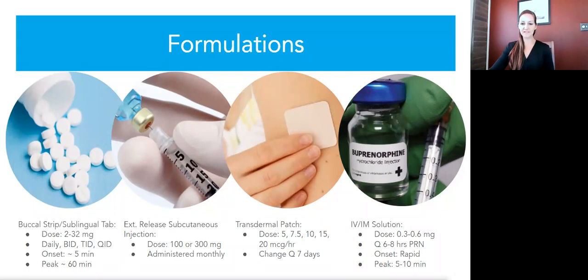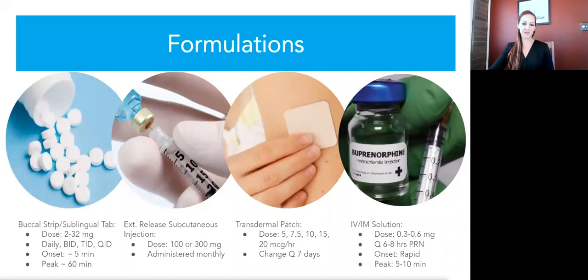Okay, the next one, the extended release subQ injection. Does anyone know what the brand name is for that? This is commonly used for long-term chronic treatment of opioid use disorder, often for patients already stabilized on the strips or tabs, but not exclusively. It can be desirable for patients due to the convenience of it, and it can also help those patients who struggle with daily dosing. So this injection is given once a month. Oh, Tammy, great job, thank you. Yep, Sublocade. It comes in a dose of 100 or 300 milligrams.